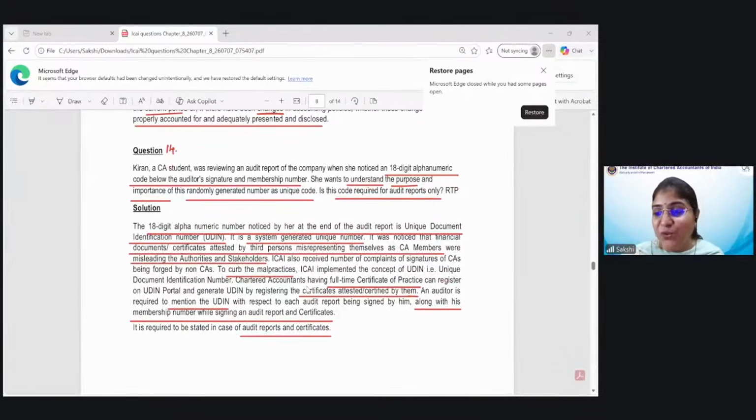It is with regard to your UDIN. What is UDIN? The Unique Document Identification Number.